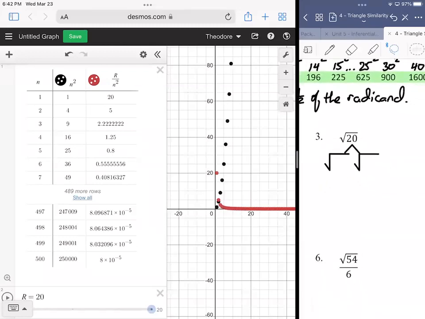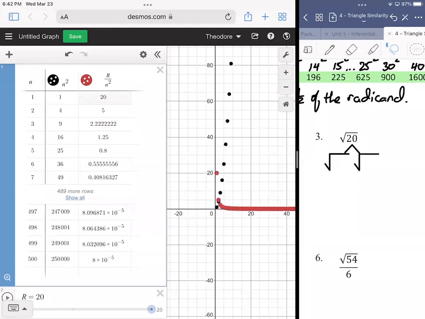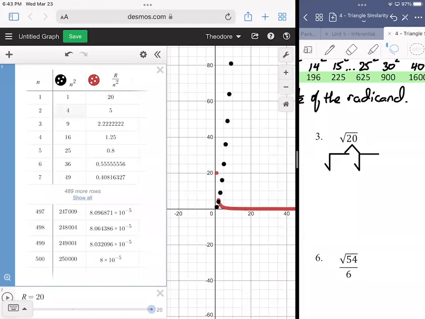So 20 would have factors that are in the second and third column. If you look at the first entry here, 1 times 20 is 20. 4 times 5. 9 times 2.2 repeated, right?